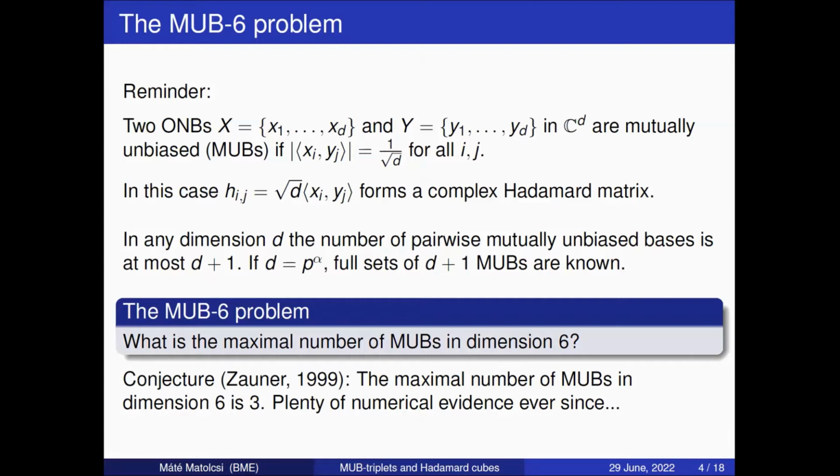And of course, we also heard that such a construction exists. A full set of MUBs exists if the dimension is a prime power. And of course, the first outstanding dimension is dimension 6, which is the first non-prime power case. And the question is, what is the maximum number of MUBs in dimension 6? And the conjecture of Zauner, I think from 1999, says that upon numerical evidence, this maximum number should be 3 instead of 7. So 7 would be a complete system, but he conjectured there is only 3.